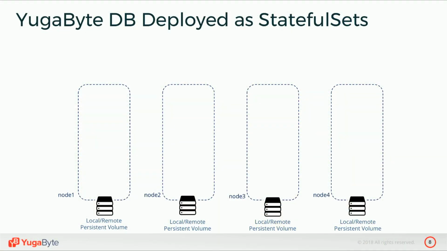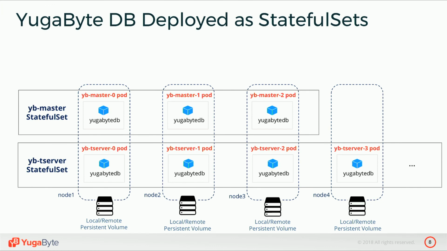Okay, so now that we looked at the basics of what a stateful set is and what features it gives, let's map this back to the deployment we talked about. When we talked about the VM or the bare metal way, how would you deploy Yugabyte as a stateful set? Now you have your nodes, a 4-node example here. There are 2 services in this example. The first stateful set service is the Yugabyte master.